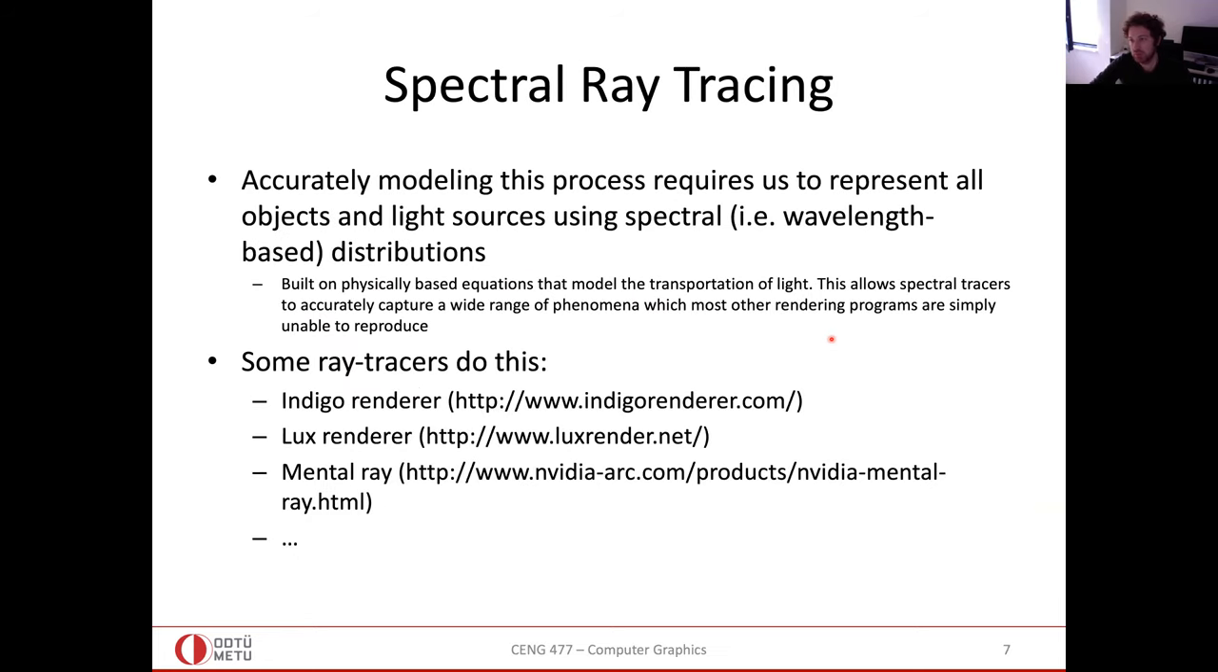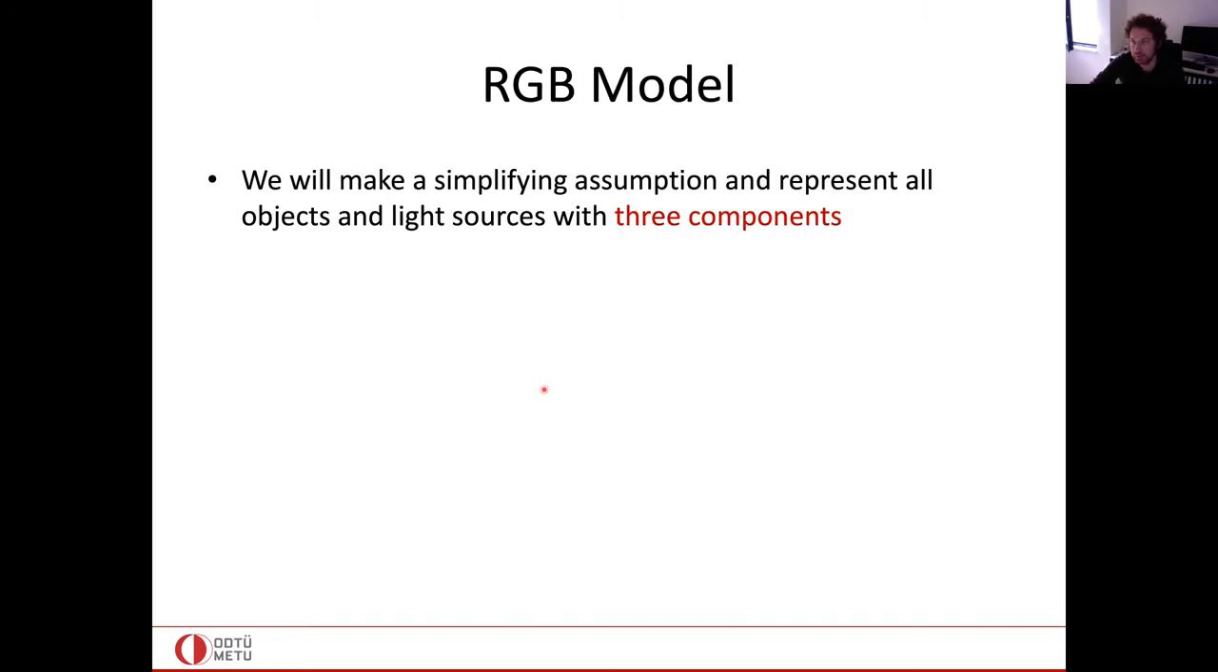A model that is very accurate is actually a spectral method that is based on wavelength distributions. You can look at their outputs here on these links, but I will go through a simpler model, and you will also use this in your assignment, the RGB model. And it is already a good model. There are multiple productions using this model, like the Toy Story movie, etc. So this is still a very good approximation.